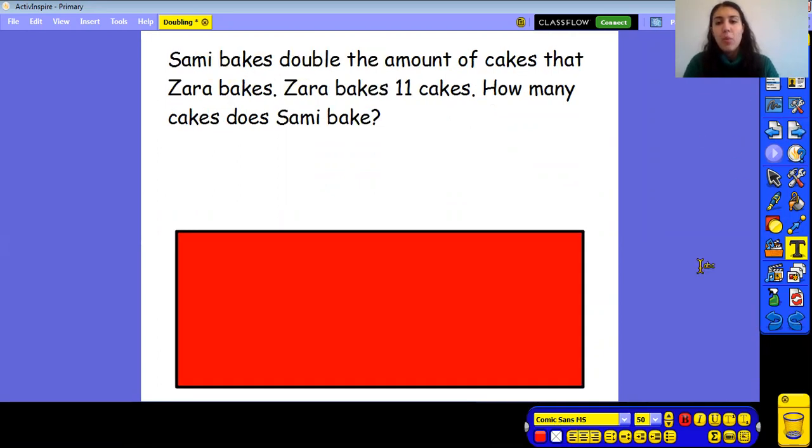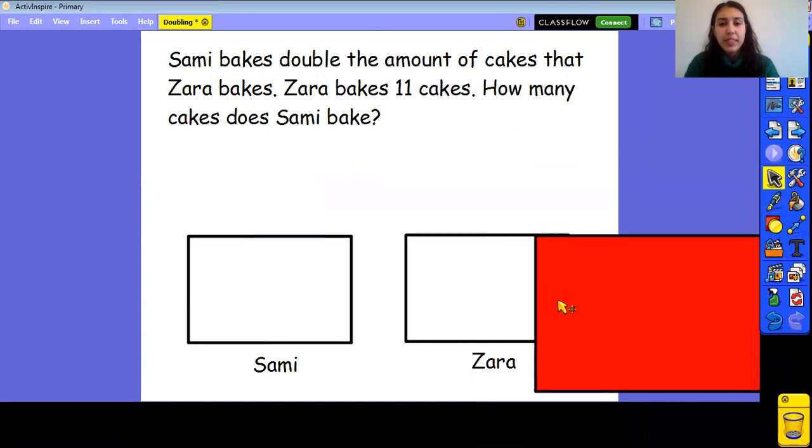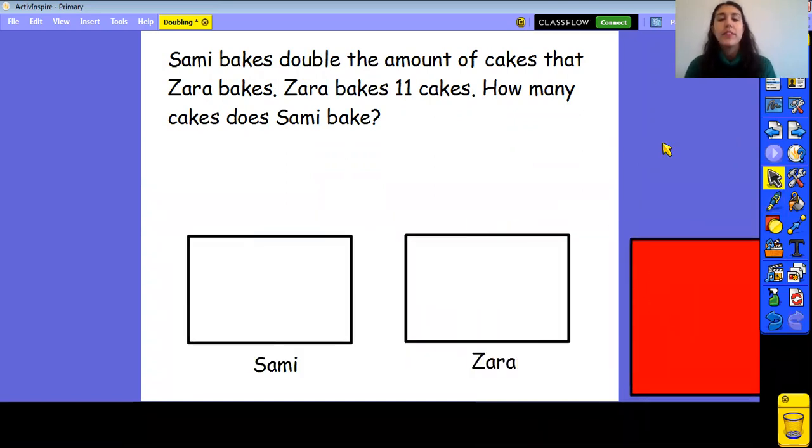Super. Why don't you have a go at doing this one? I'm pausing the video and then we'll go through it together. I'll read it aloud first though. Sammy bakes double the amount of cakes that Zara bakes. Zara bakes 11 cakes. How many cakes does Sammy bake? Pause the video, have a go.